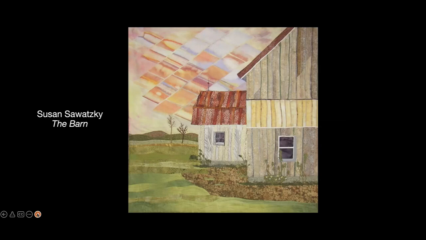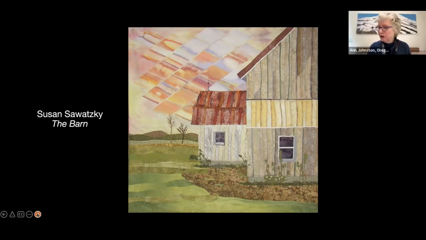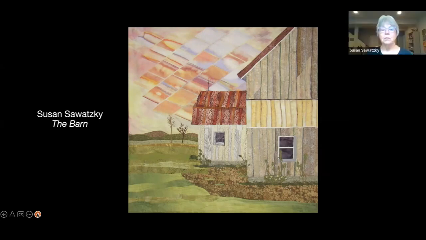So let's look at the elements. Tell me what you see, what lines you see, what shapes you see, colors, patterns, textures. Just pick them out. We're not going to say what they do yet.